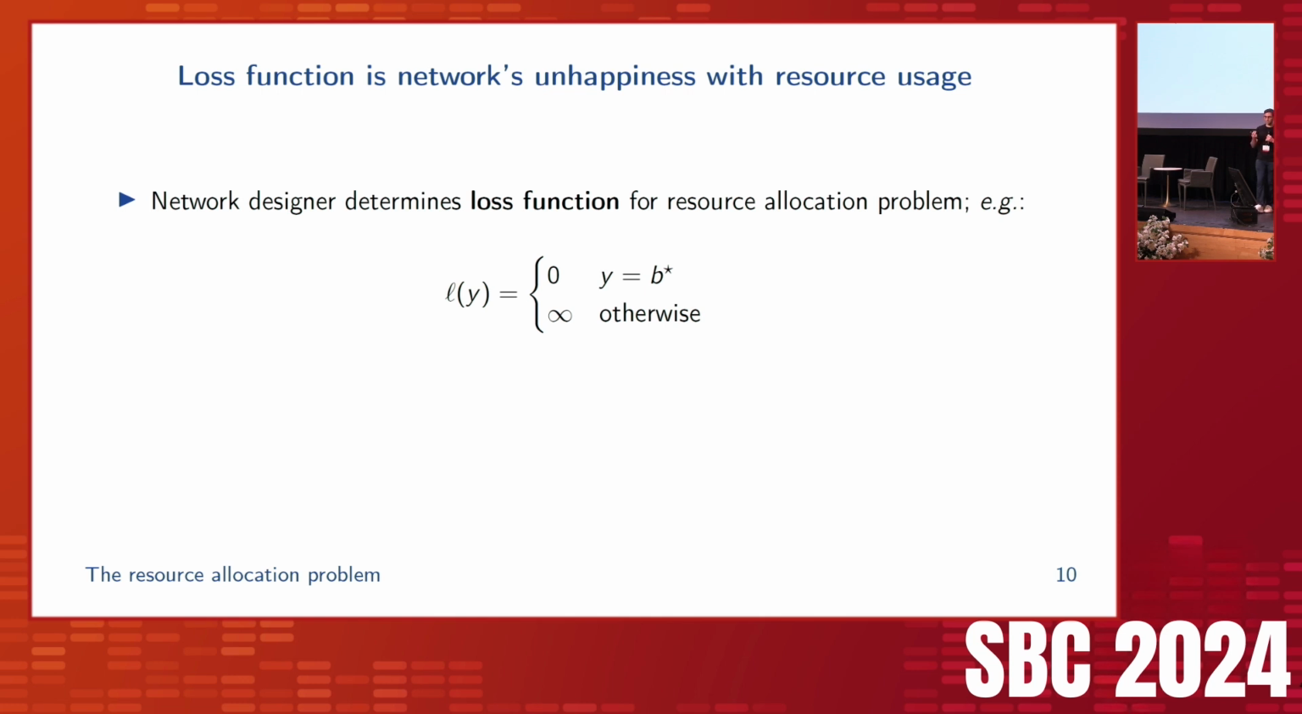This says, given a particular resource usage of the last block, how unhappy am I with it? And just as a few very simple examples, we might say if we're exactly on target, we're not unhappy at all, so we incur 0 loss. However, if we deviate from target at all, we're infinitely unhappy. On the other hand, we might say we actually don't care if we're under target, but we only care if we're above target. So if we're under target, we incur 0 loss, but if we're above target, then we're quite unhappy.